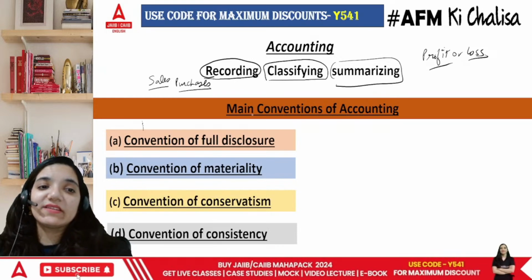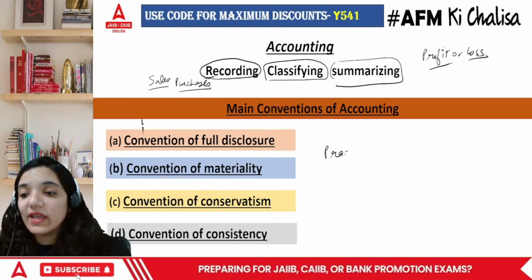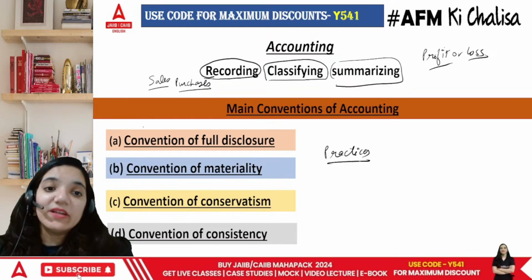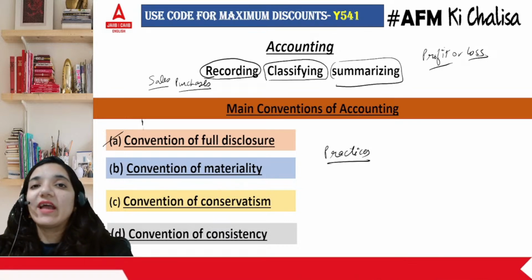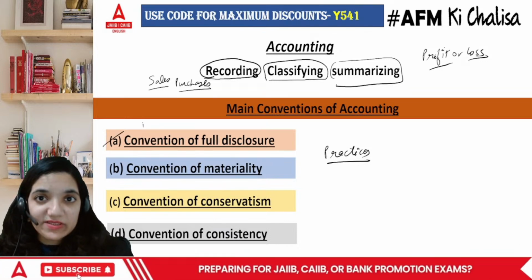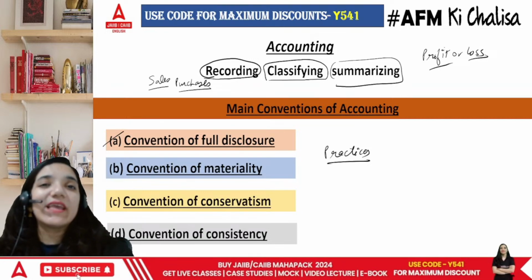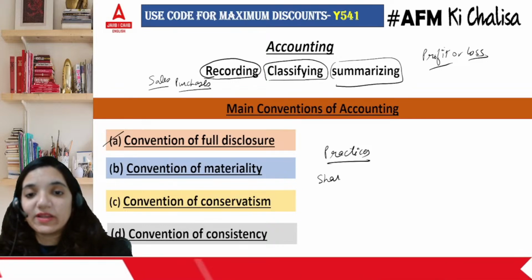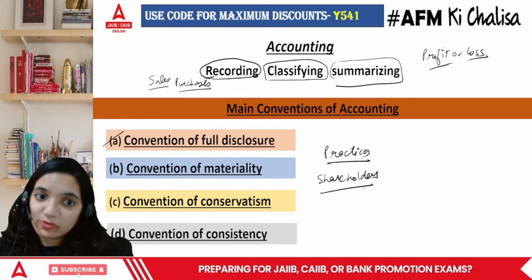Then everyone, there are something called conventions. Conventions means the practices which are followed in the area of accounting. What are the various practices, everyone? First of all, convention of full disclosure. Whatever happens in the business, you are supposed to tell everything. From a pin to an elephant, everything has to be stated to the shareholders regarding this particular area, everyone. That is the convention of full disclosure.